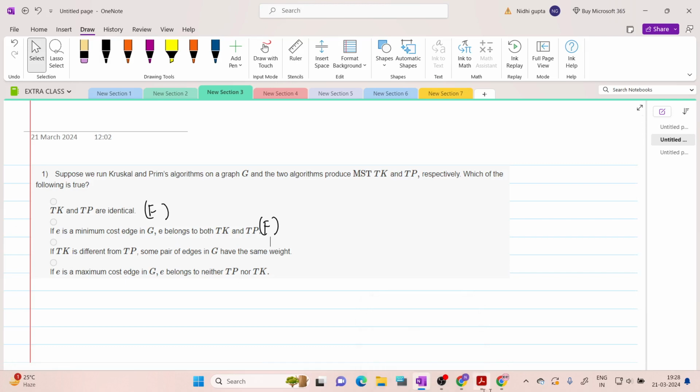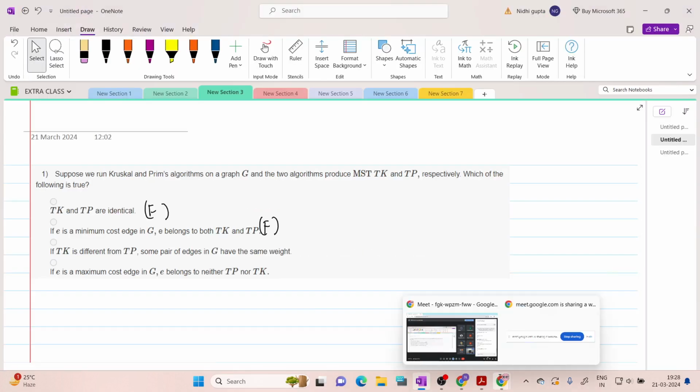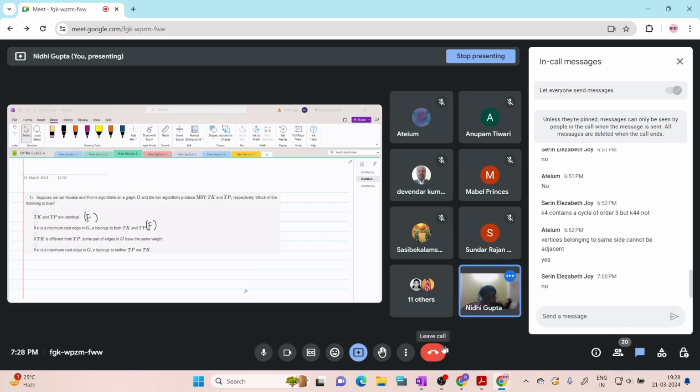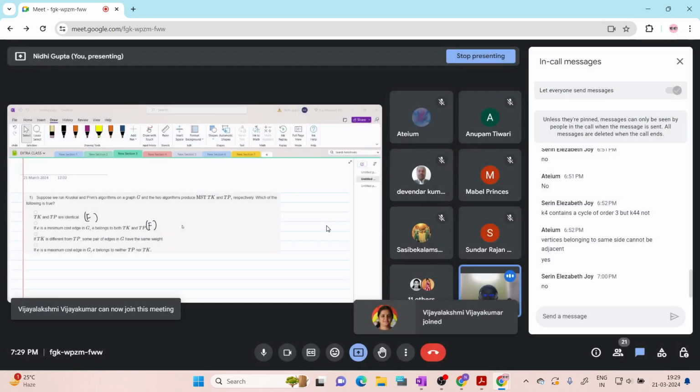So it is saying that if in a graph all edges have distinct weight, then both algorithms will give the same spanning tree. So what do you think? If we have a weighted graph in which all the edges have distinct weights, that is, no two edges have the same weight, then is the minimal spanning tree unique? Is it true or false? It is true, ma'am, if every weight is distinct, then the minimal spanning tree is unique.